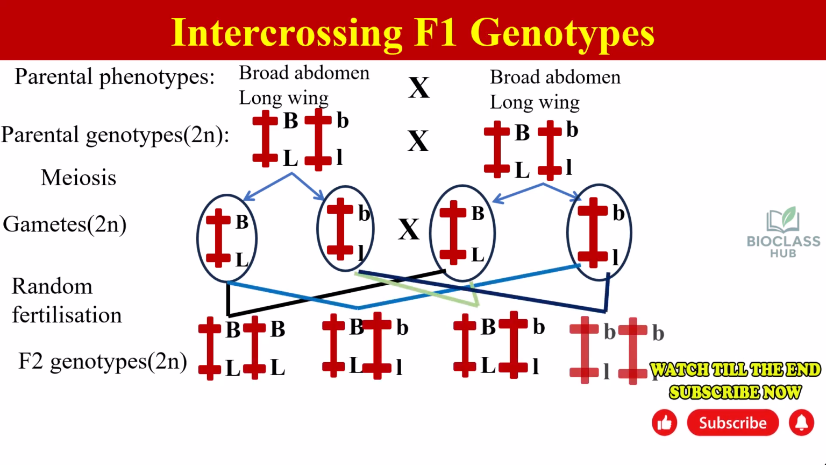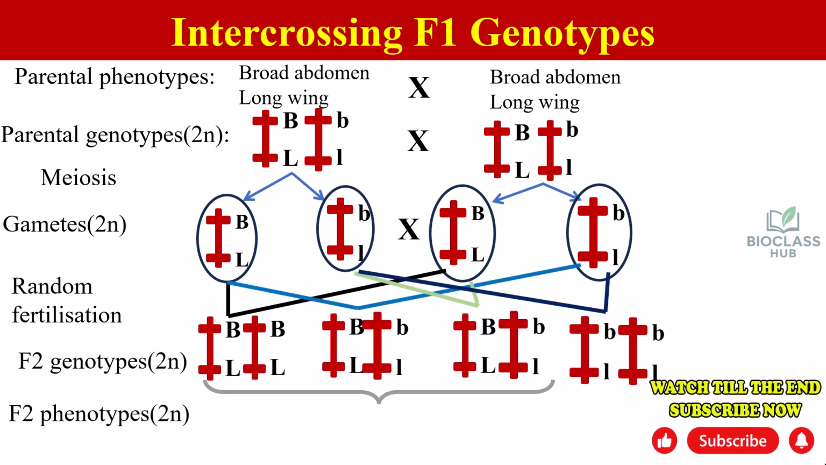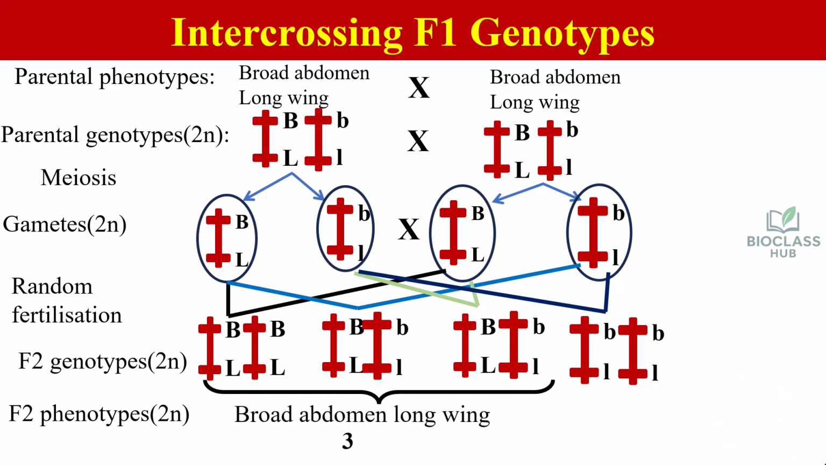F2 phenotypes. The first 3 are all broad abdomens with long wings. The last combination is narrow abdomen with vestigial wings. This is the 3:1 ratio for the F2 phenotype. Linkage with complete dominance deviates from Mendel's 9:3:3:1 ratio.